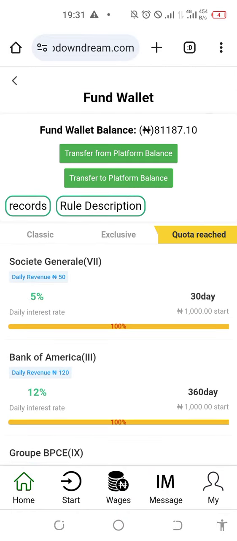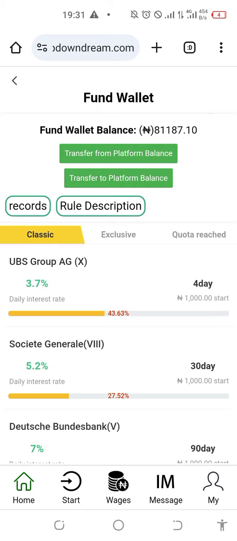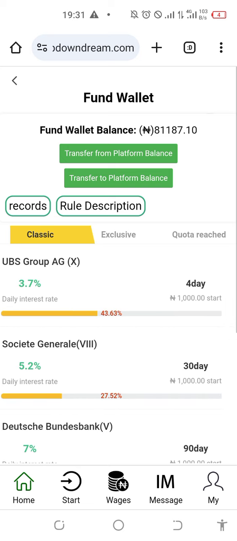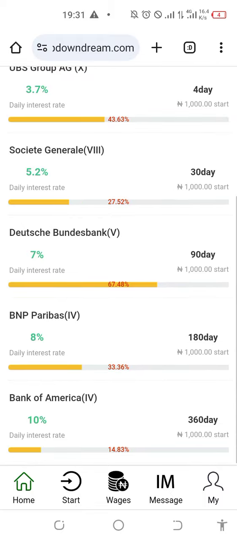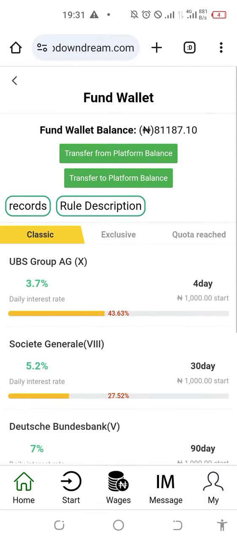So I'll quickly go back to classic so I can teach you how to do World Fund. You can either do your World Fund with the banks on classic, or you can do it with the banks on exclusive. When you're going on classic, you can see there are several banks. All these banks you see here are trying to pull resources, and they have several daily interest rates and tenure periods.